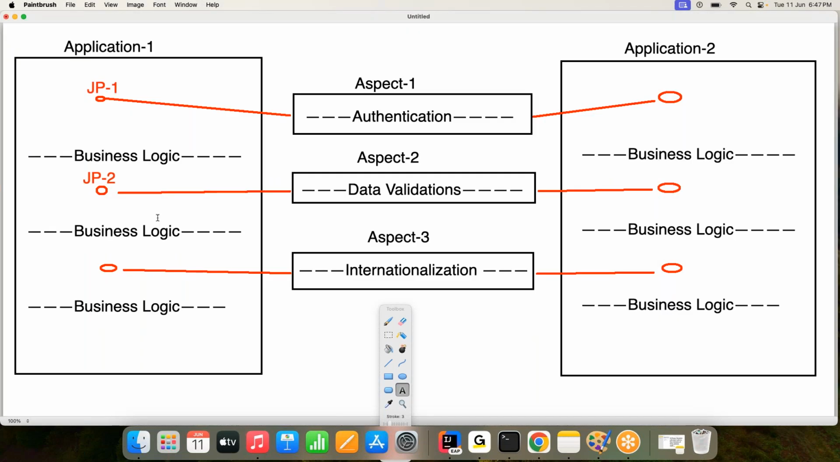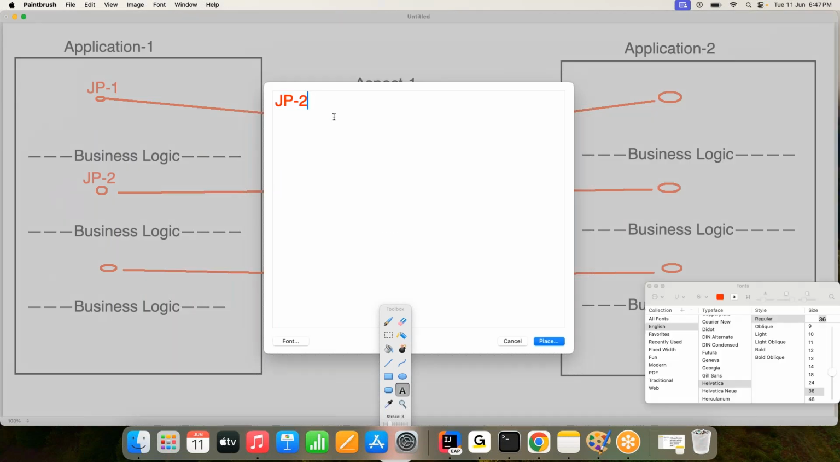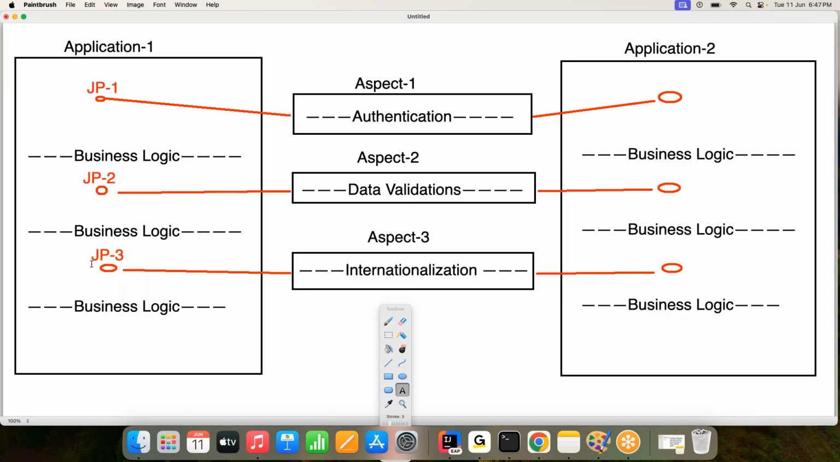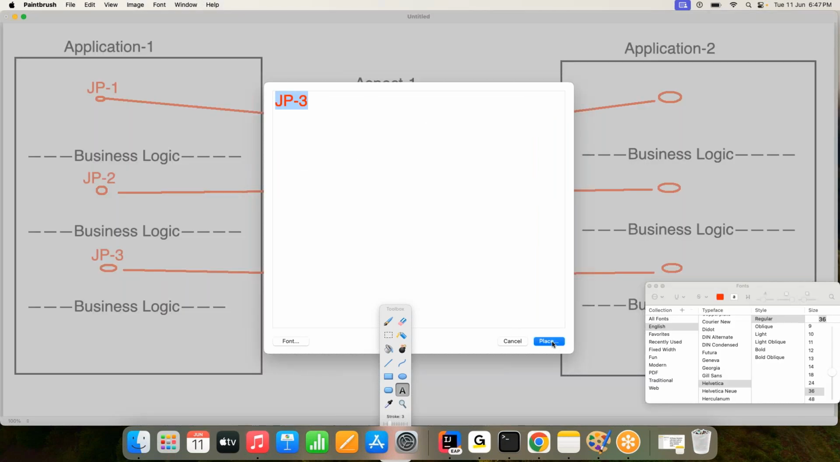Guys, can you tell me what a join point actually is? How are we going to define a join point? A join point is a point where services are going to be injected. A join point is a point in the enterprise applications where services are going to be injected. Similarly, here we are going to provide join point 3.